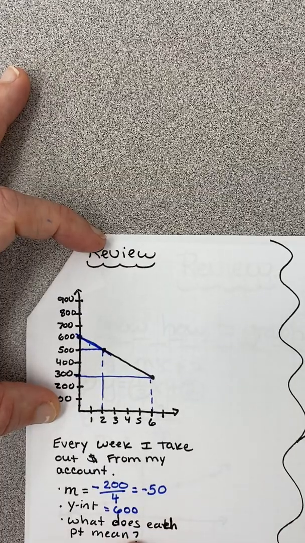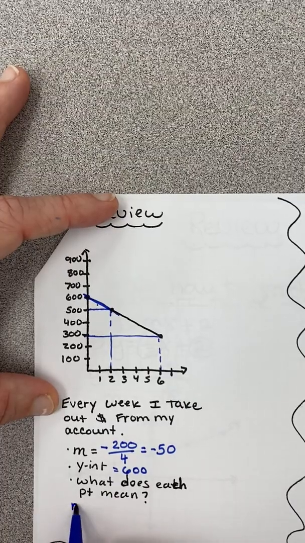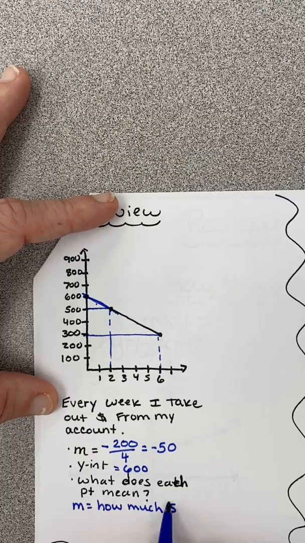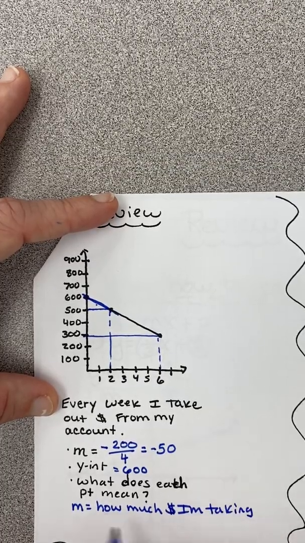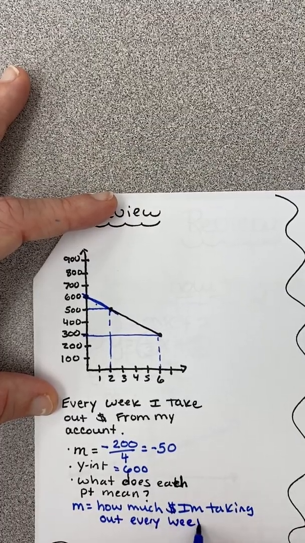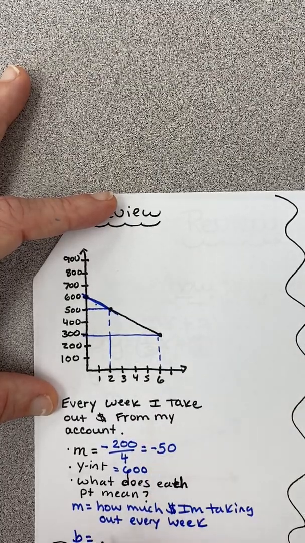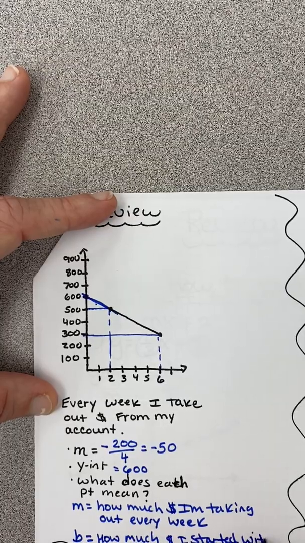Now it says, what do each of these represent? Well, in this situation, the slope is how much money I'm taking out every week. And my y-intercept is my starting amount, how much money I started with. Okay.